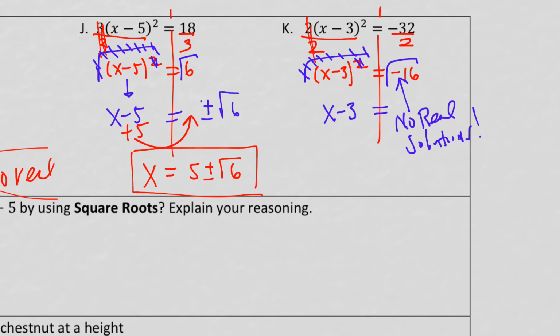Alright, so example K. Again, the first thing here is to divide by 2 to move this 2 to the other side. So I can do that pretty easily. Negative 32 divided by 2 is negative 16. And then here I can take the square root of both sides.